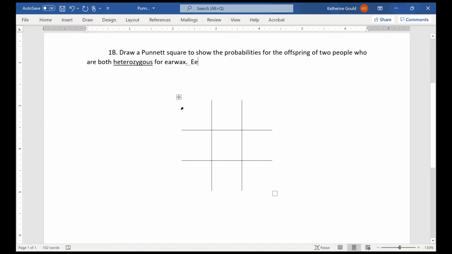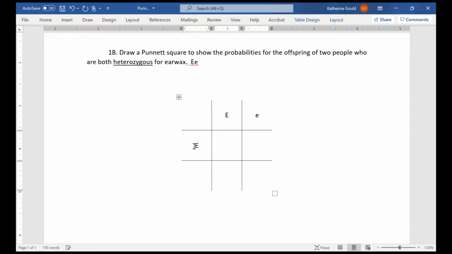So remember that we're going to put one parent here and one parent here, and each parent is going to give one allele to the offspring. So the offspring end up with two alleles. So each parent can either give a capital E or a lowercase e. Okay, so we put that there and we put that there. So those are what the parents could possibly give to the offspring. And then we just copy down the letters.